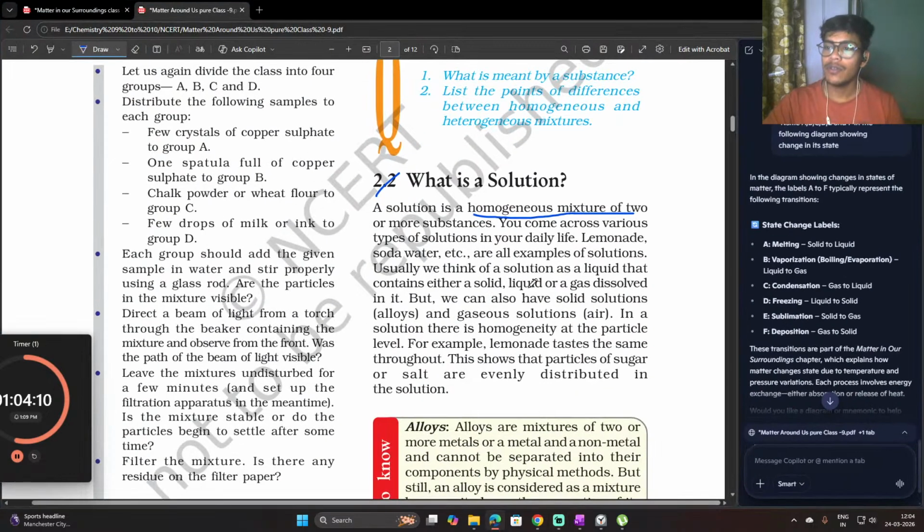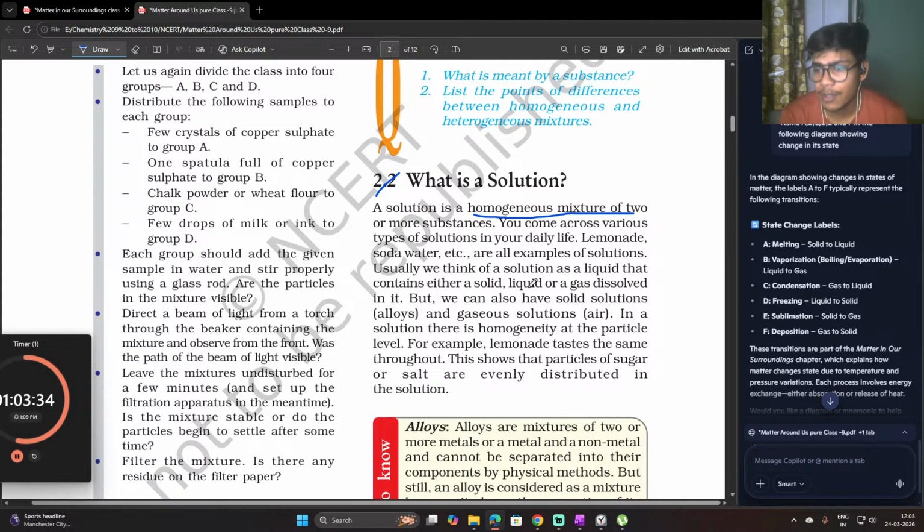Let's continue. So you came across various types of solution in your daily life, like lemonade, soda water, etc., are all examples of solutions. Usually we think of a solution as a liquid that contains either a solid, liquid, or a gas dissolved in it. But we can also have solid solutions, like alloys, and gaseous solutions like air.